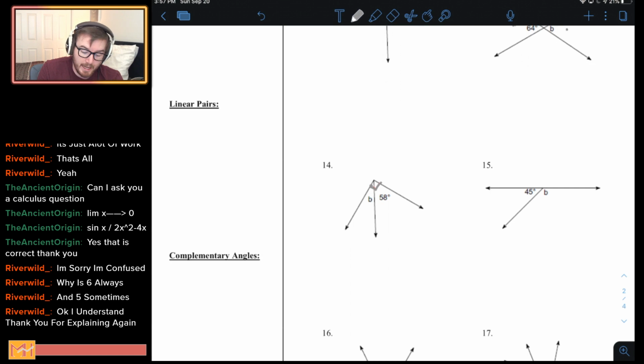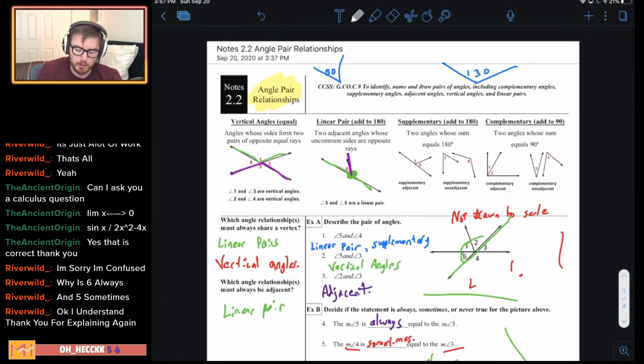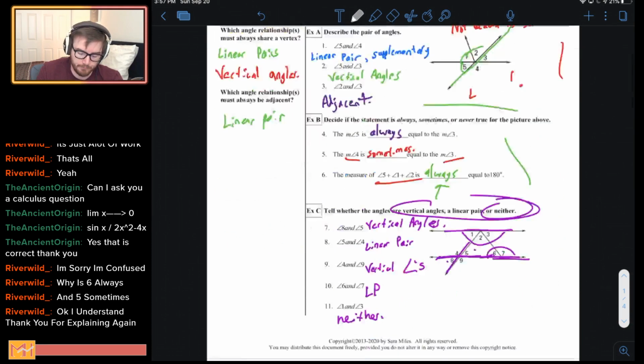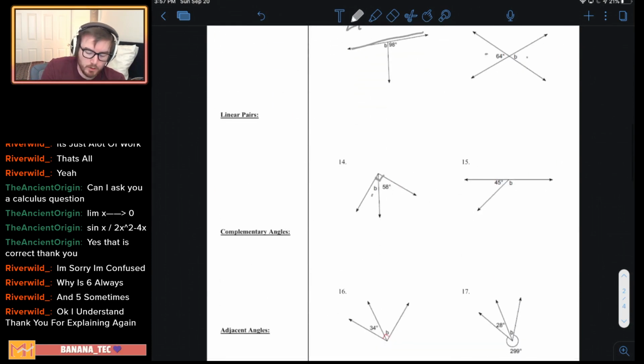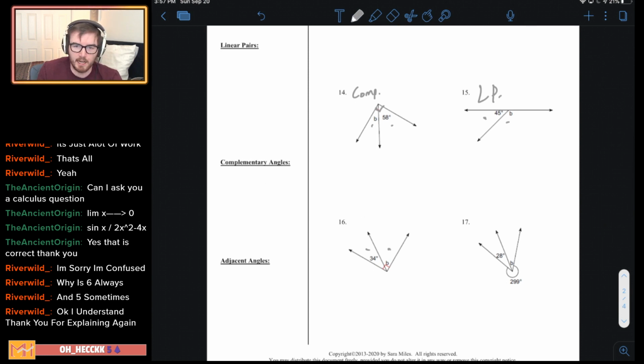I see a right angle, that's 90 degrees. Do we remember the word from up above? Complementary. Because these two angles make a 90-degree angle. They don't make 180, they make a 90. So that's complementary. These two angles side by side forming a straight line, a linear pair. These side by side angles making a right angle, they're complementary.